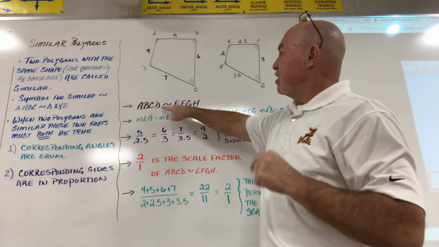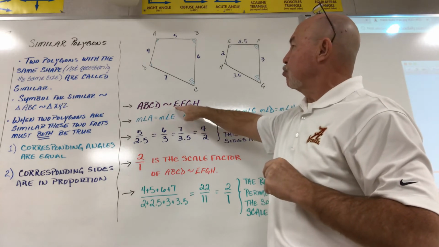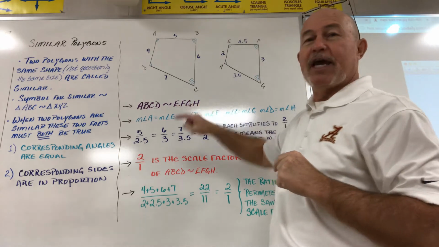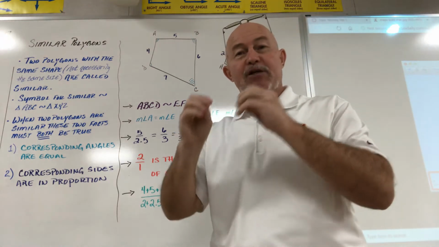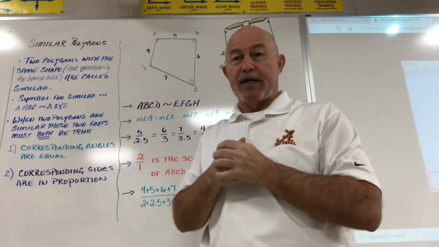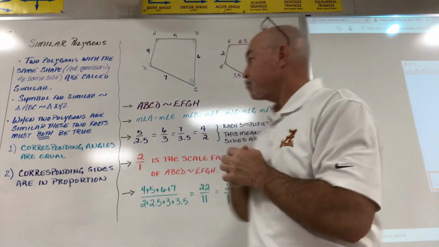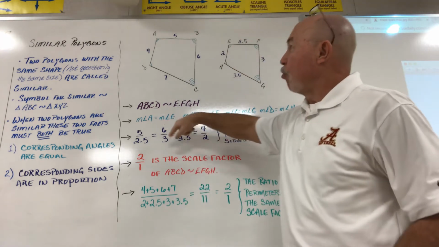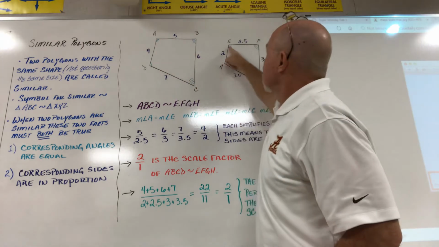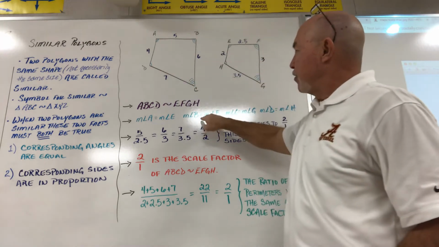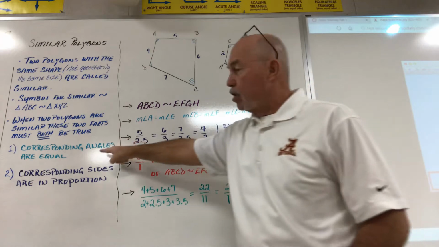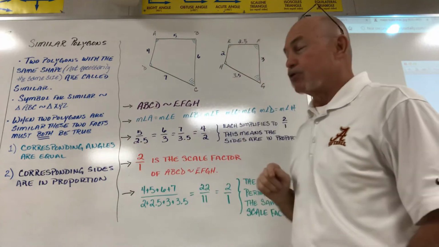Quadrilateral ABCD is similar to quadrilateral EFGH. That is the similarity statement. You'll be asked to do that on part of your assignment today. Now, corresponding angles, the ones that correspond, are equal to each other. So, check. Corresponding angles are equal.